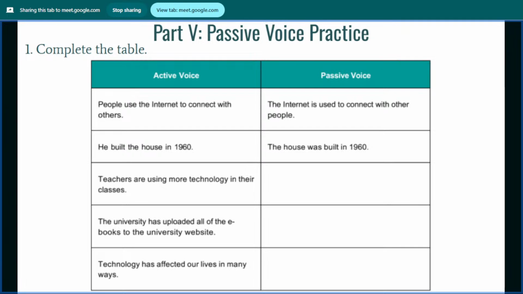Our lives have been affected in many ways by technology. "By technology" comes first, "in many ways" comes later. Okay? Understood? Yes, ma'am.